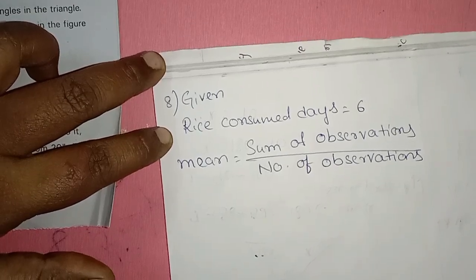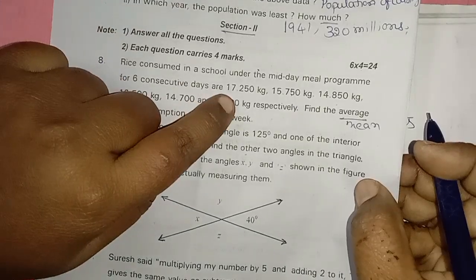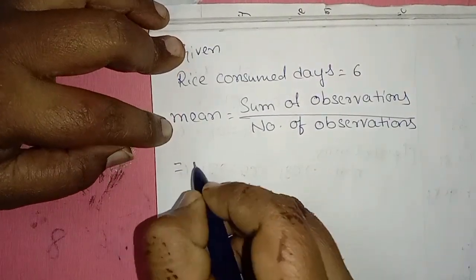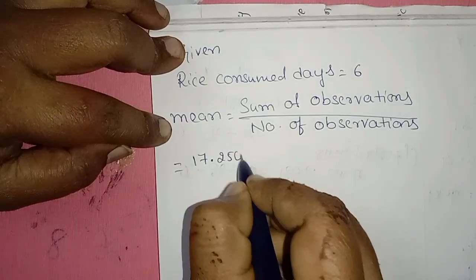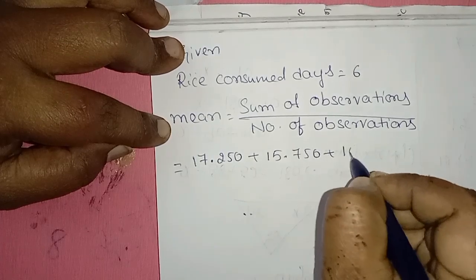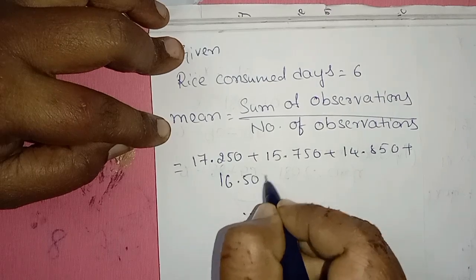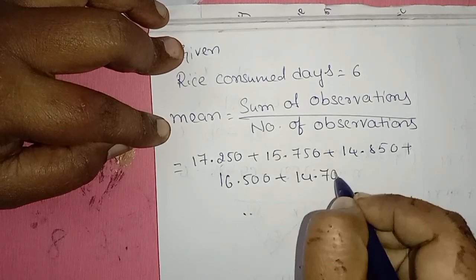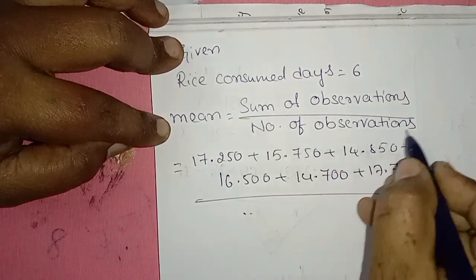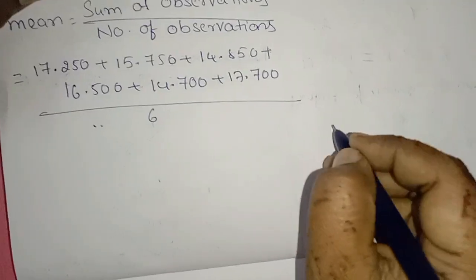Okay. Great. So sum of observations, what observations are given here, you add them directly. I am writing 17.250 plus 15.750 plus 14.850 plus 16.500 plus 14.700 plus 17.700 by number of observations, total 6 only. So how much are you getting after adding? So we know how to add this, right?